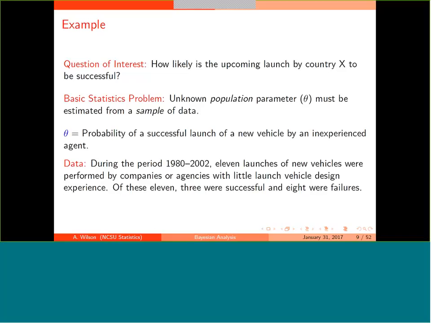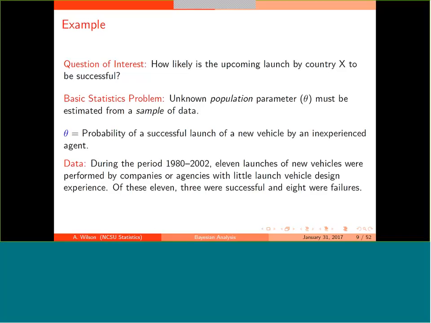So when I'm talking about the probability that I'm trying to estimate, I'm going to denote that by theta. Statisticians often like Greek letters to denote unknown things. And so let's let theta be that probability of a successful launch of a new vehicle.